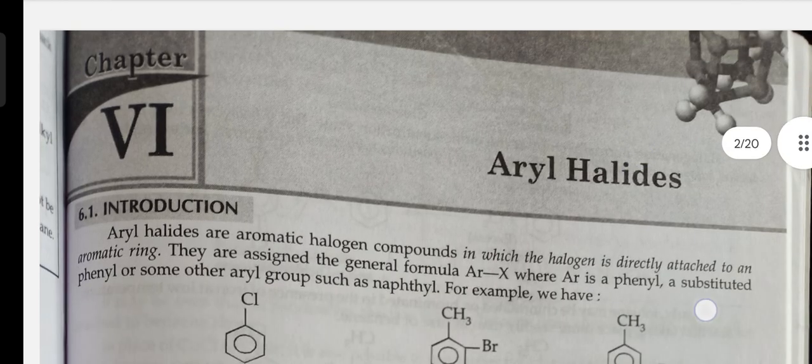Today I read a chapter of Organic Chemistry by Dr. J.M. Sehgal, chapter named Aryl Halides.